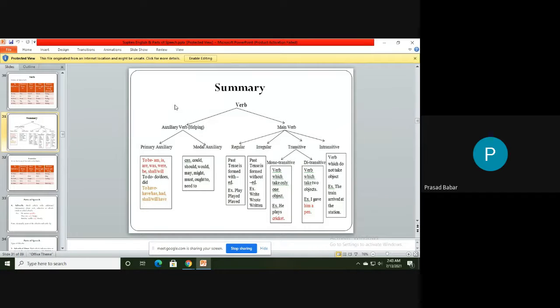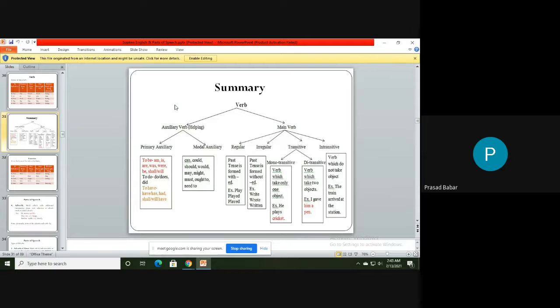In the to be form, there come am, is, are, was, were, shall, will, and be. So these come under the to be form. In the to do form, there come do, does, did. And in the third form, to have, there come have or has, and had, shall have, or will have. So these are the primary auxiliaries.